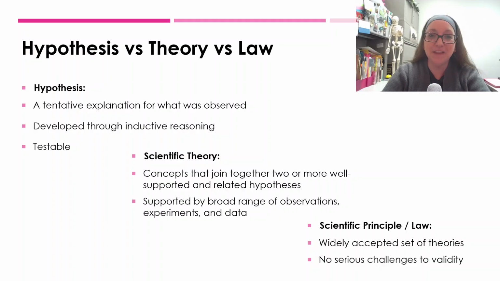A scientific theory joins two or more hypotheses together that have a broad base of observations and data to support the ideas. A scientific law or principle joins together multiple theories that are widely accepted. While these terms may be more interchangeable in our common everyday vernacular, be cautious about using them correctly in scientific discussion.